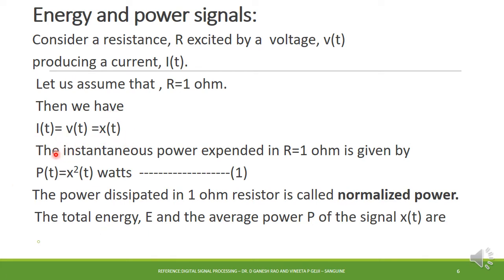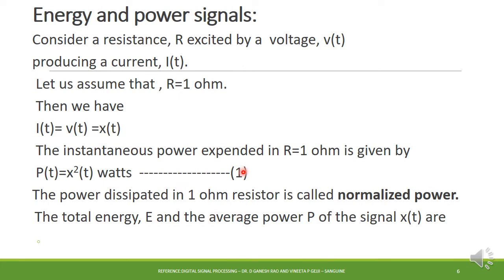Next, the instantaneous power expended in R equal to 1 ohm is given by power is equal to I into V. In that, I into V is nothing but x of t into x of t, which is x square of t, and it is in watts. Power is equal to x square t watts. Let us take this as our first equation.